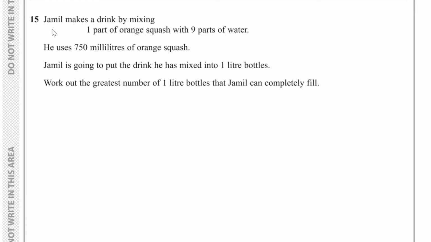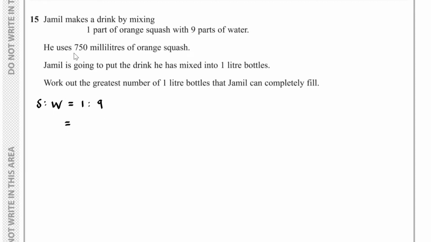Question 15. Jamil makes a drink by mixing 1 part of orange squash with 9 parts of water. He uses 750 milliliters of orange squash. Jamil is going to put the drink he has mixed into 1 litre bottles. We have to work out the greatest number of 1 litre bottles that Jamil can completely fill. So you can see here that the ratio of S to W, that's equal to 1 to 9.